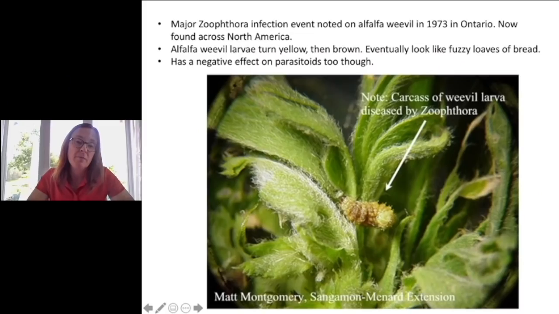Here's another example. Alfalfa weevil has in the past been significantly infected. They saw mass infection of them way back in the 70s, and it's been noticed widely now in North America. Zoophthora infects the larva, which turn kind of yellow, then brown, and eventually look like a fuzzy loaf of bread. That can wipe out the population pretty quickly. But they're also noticing it has a negative impact on the parasitoid, because the parasitoid needs that host to survive, and if the hosts don't survive, then nor do the parasitoids.